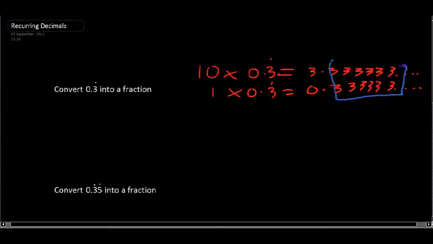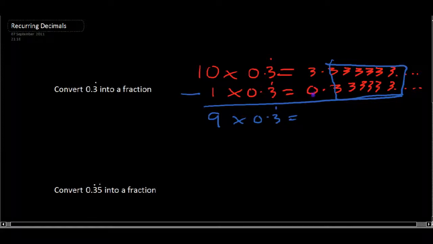this all matches. So therefore, if we subtract these, all of the decimal stuff after the decimal place is going to cancel and just leave us with a nice number. So one lot away from 10 lots gives us 9 lots. So we've got 9 times 0.3 recurring, and 0 away from 3 gives us 3. And all this matches, so there's no more to be taken away. So all that taken away from that leaves us 0.